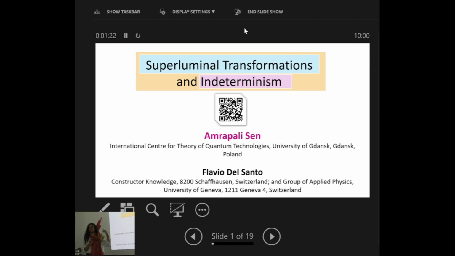My talk is color-coded: the slides about superluminal transformations will appear in blue, the slides about indeterminism will appear in pink, and the slides about our no-go theorem, the result we are going to talk about, will appear in this yellowish, orangish color.